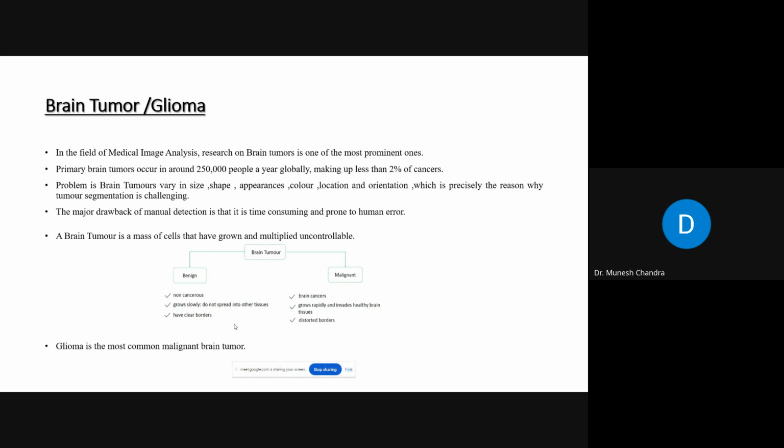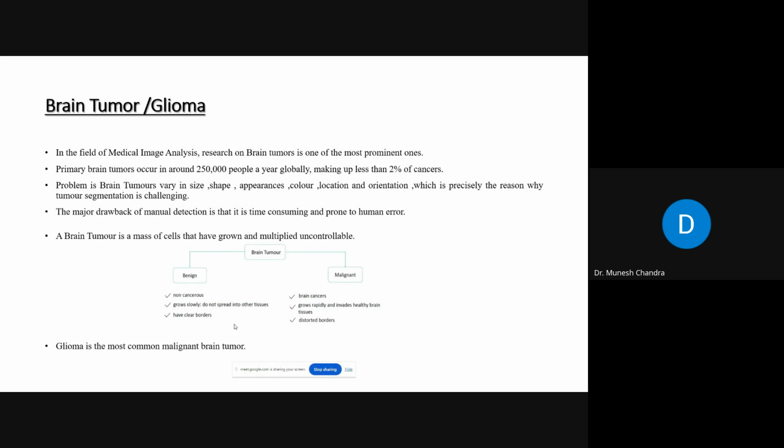But a malignant brain tumor is cancerous, its growth rate is very high, and it does not have clear-cut borders either. So if the growth rate is very high and even border identification is difficult, it is cancerous. We have to bother about malignant brain tumors because they are cancerous, their growth rate is high, and their borders are not possible to identify. Glioma is the most common malignant brain tumor. So what is glioma? Glioma is nothing but a type of malignant brain tumor.